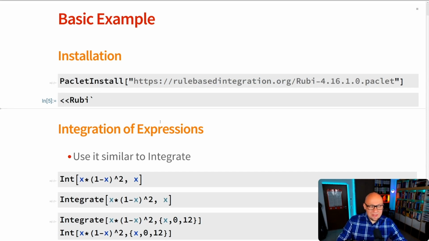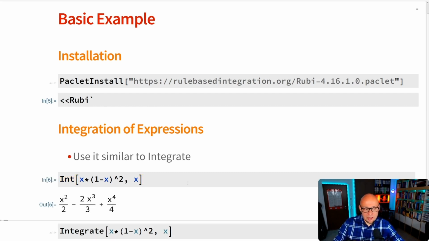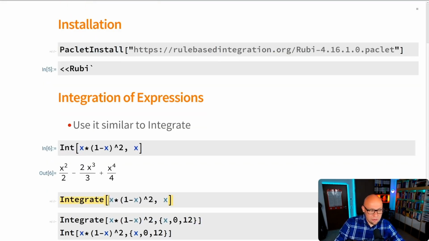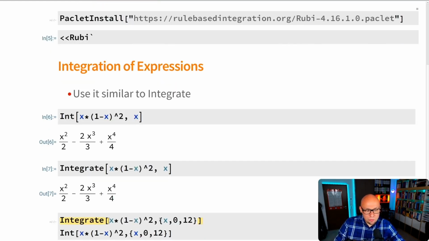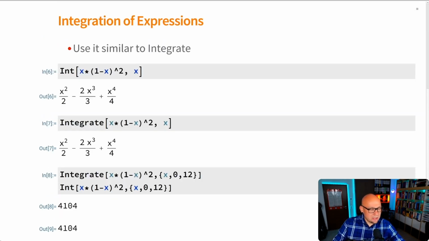Okay, and then Ruby just provides one function, which is called int for integrate. And essentially, it works very similar to what Mathematica has with its integrate function. So we can call it and we get the antiderivative of the expression that you see here. Then we could even compare it with the one that Mathematica gives, or we could give the bounds for the integration. You see, it kind of works similar.